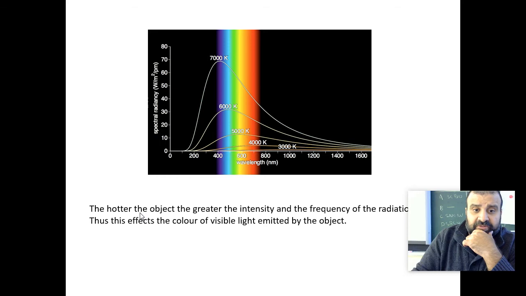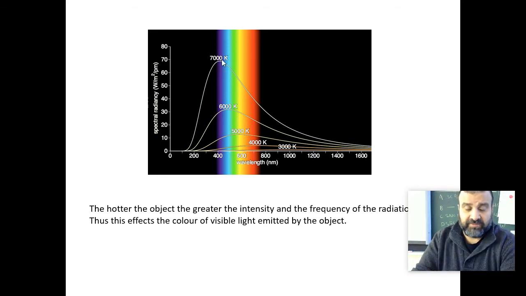Okay, so the hotter the object, the greater the intensity. If we look at this top curve, this is for 7,000 degrees Kelvin, so the surface is quite hot. If we look at where its peak is the greatest, an object at this temperature will be in the blue purple zone. So the most intense light will have a bluish tinge. All these colors together give us white.